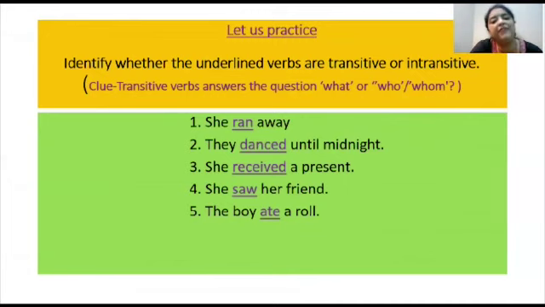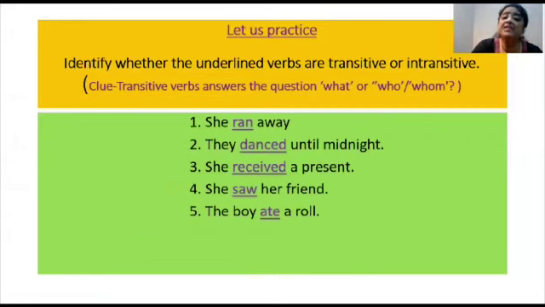She received a present. Is received answering the question what, who, or whom? What did she receive? She received a present. Yes, it is answering our question what. That means received is a transitive verb. She saw her friend. Whom did she see? She saw her friend. So yes, it is answering our question whom. So saw is a transitive verb.